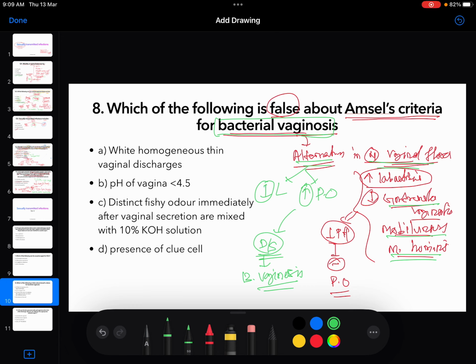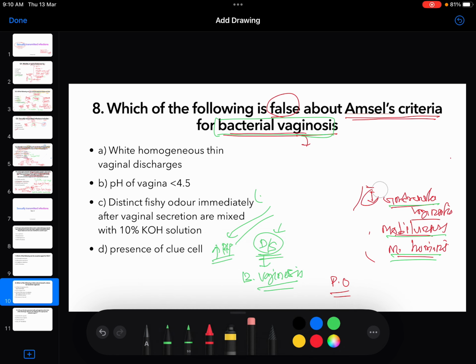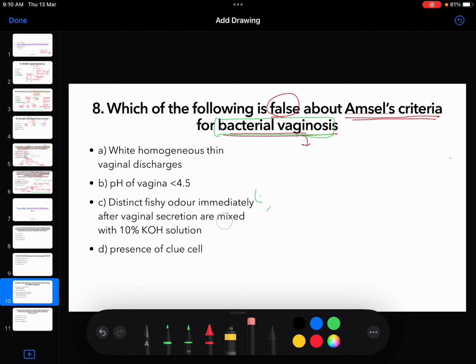Why? The decrease in the lactobacillus concentration leads to increase in the pH of the normal vaginal flora, which provides a good environment for the pathogenic organisms, which cause the bacterial vaginosis. Okay. Alteration in the normal vaginal flora leads to increase in the pH of the vaginal flora and leads to increase in the pathogenic organisms.